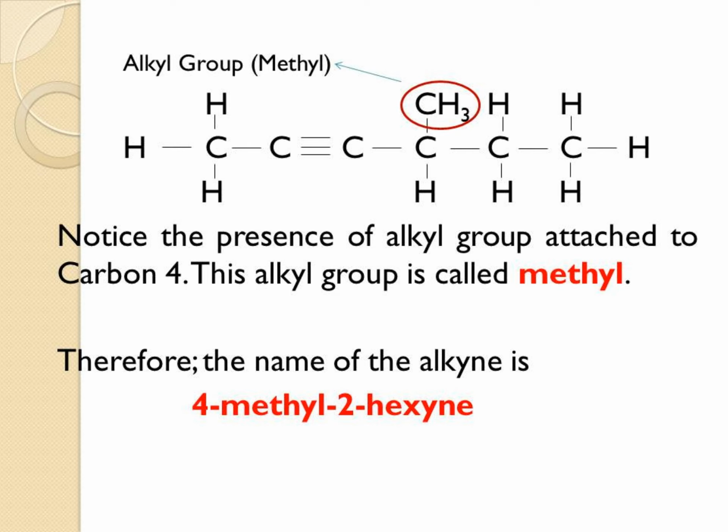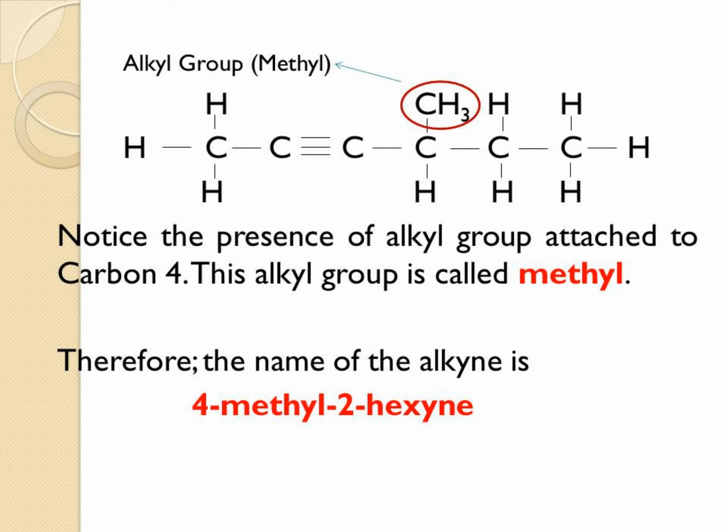So therefore, the name of this alkyne is, we will mention first the alkyl group and the location. So 4-methyl, because the alkyl group methyl is attached to the carbon 4. That's 4-methyl, 2-hexyne. Okay, because the triple bond is located between carbon 2 and carbon 3, we will use the lowest number, which is the carbon 2. So the final name of this is 4-methyl-2-hexyne.